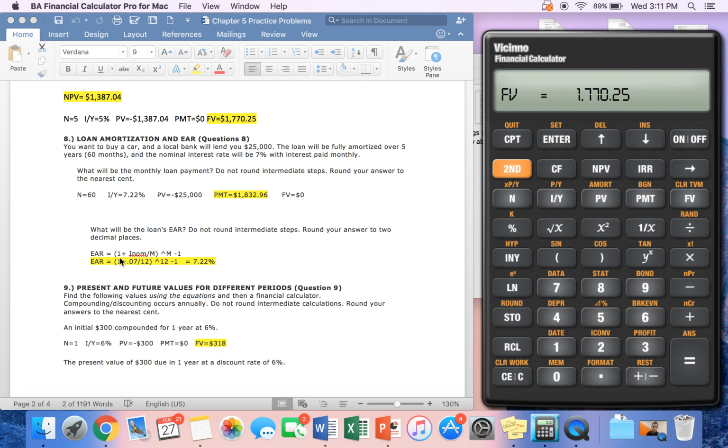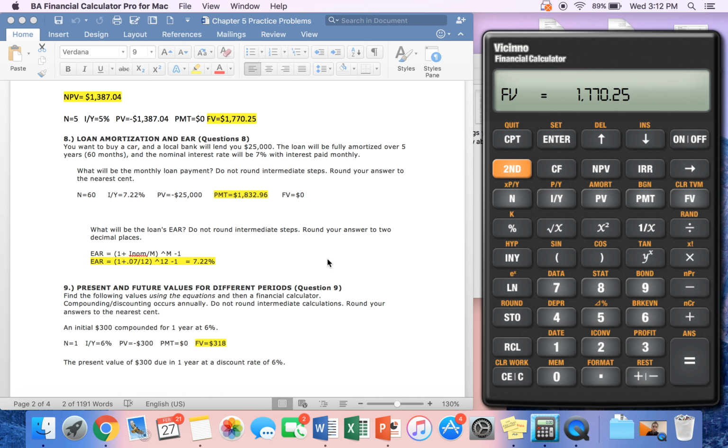So remember our calculation for EAR down here. It's 1 plus your nominal rate divided by your period, to the power of your period, minus 1, okay? So remember, I'm going to take that 7% right here and plug that in. And then we're going to divide by our period, and this period here is monthly, so therefore it's 12. It's 12 times during the year.